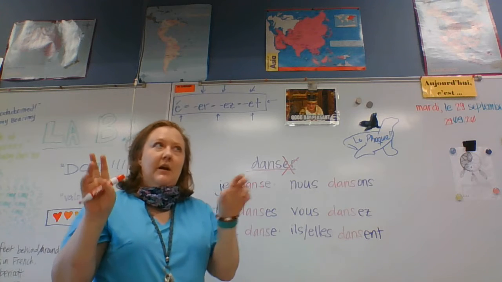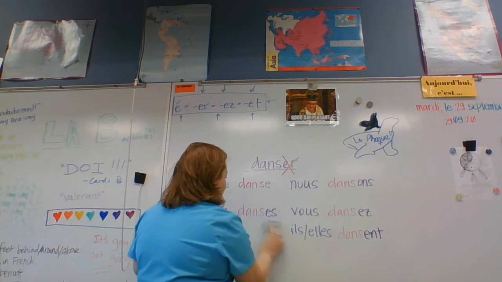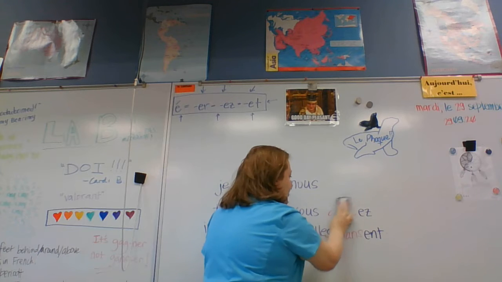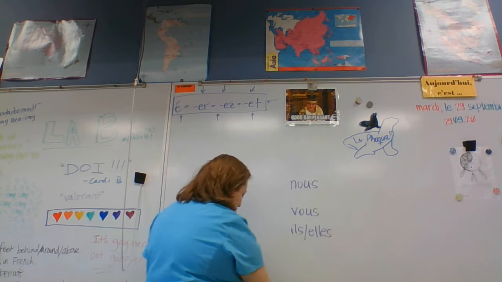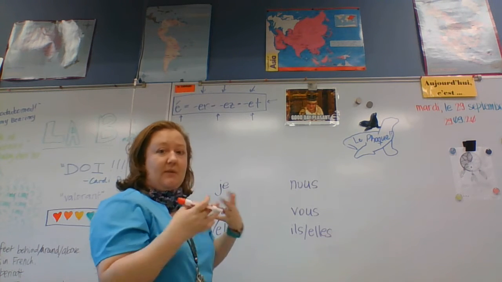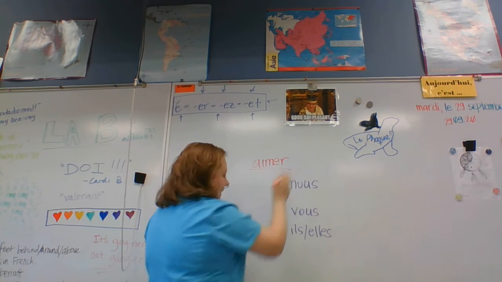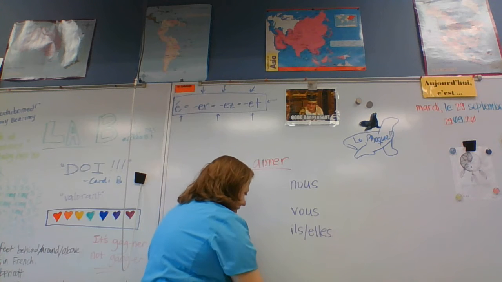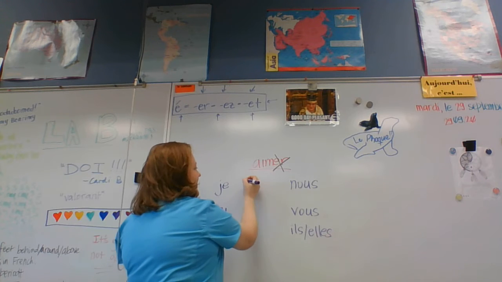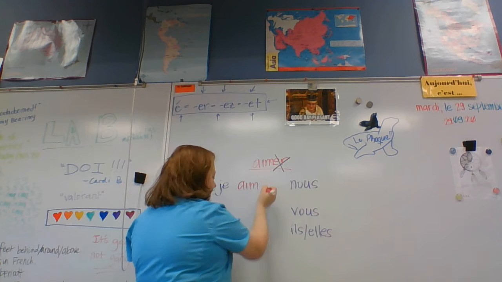Now, there are a few exceptional ones, as always. If the verb is one which begins with a vowel or a silent H, then we have to do a little something special when it comes to the je form, and only the je form. So if the verb starts with a vowel, like say aimer, we want to say I love, then we're going to kill the ER, bring down our stem, and then add our ending.